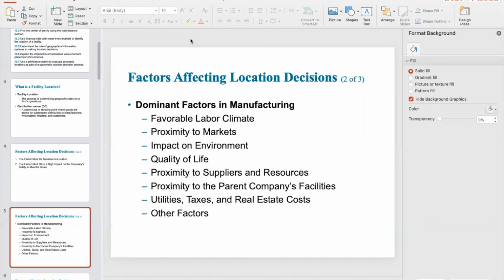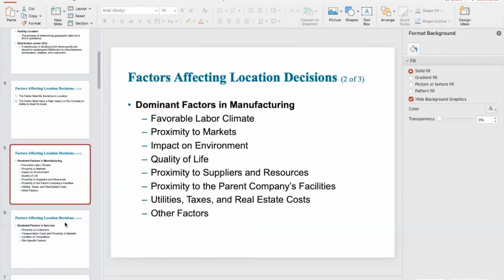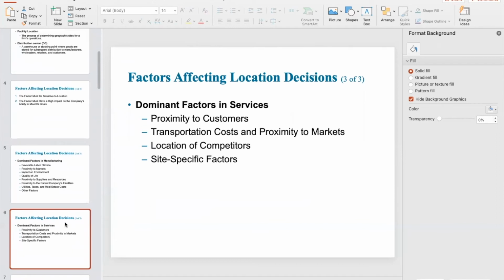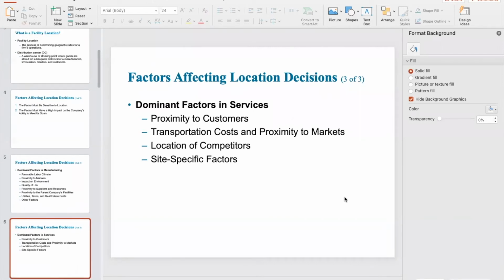Now, let's also look at some dominant factors in service type companies. It's a little different from the manufacturing type of company because a service company has a higher connection with the customers. So you can see that proximity to customers becomes really crucial, because every service company really wants to improve their interaction with their customers in order to improve their overall satisfaction level.